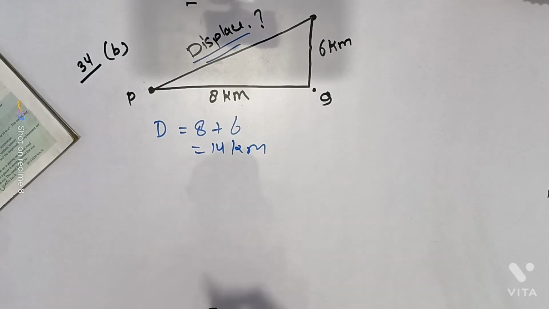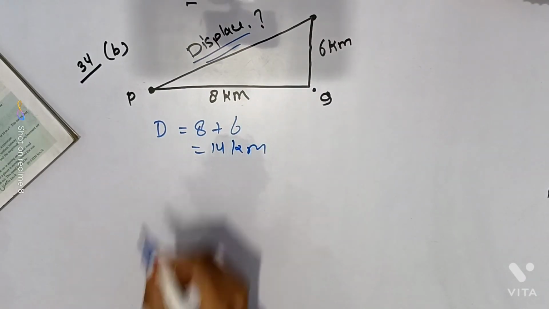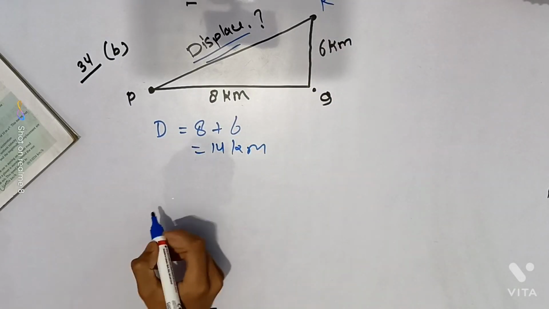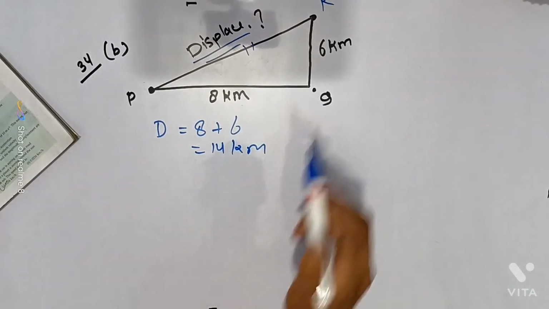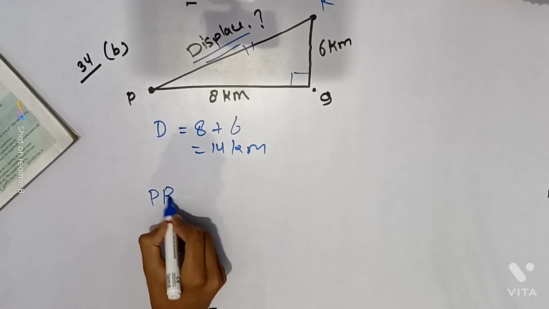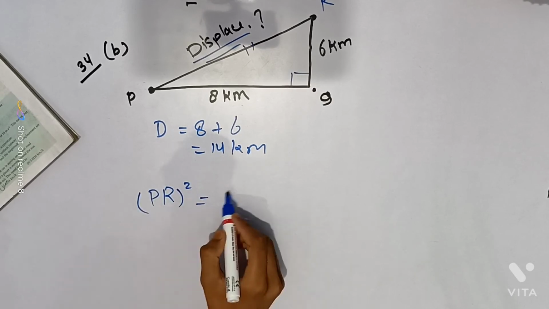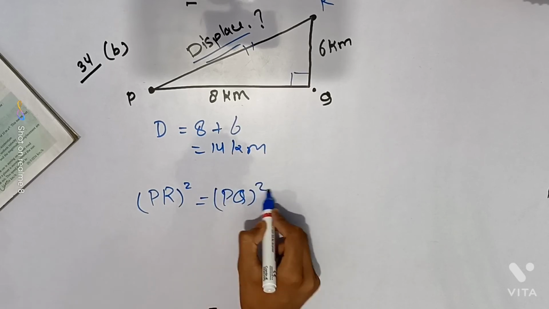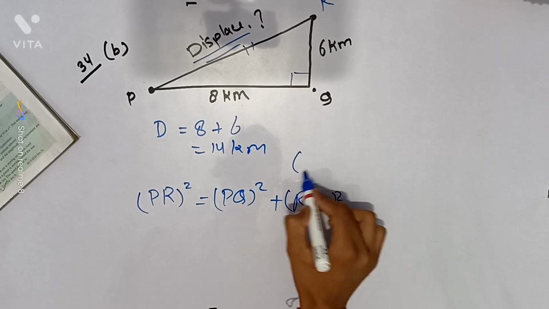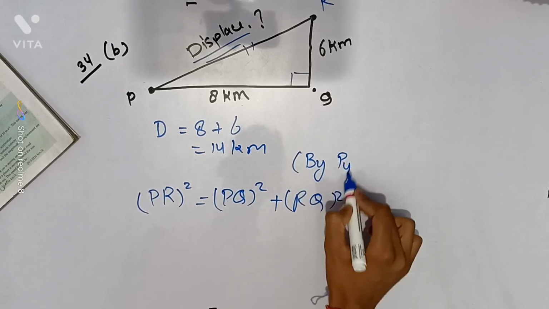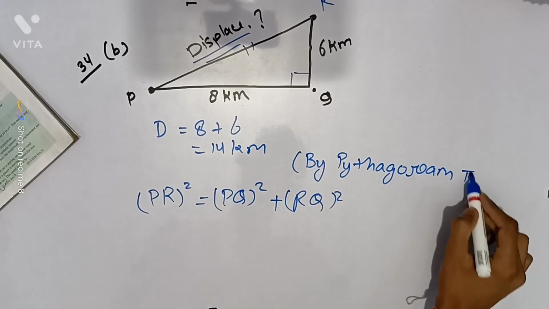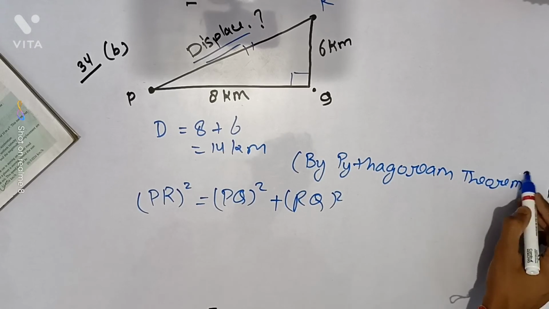See, we will solve it with the Pythagoras theorem. We will name this point R. We know that PR is the hypotenuse side of the right angle triangle. So the hypotenuse PR square equals PQ square plus RQ square. Okay friends, so we have done this question by the Pythagorean theorem.